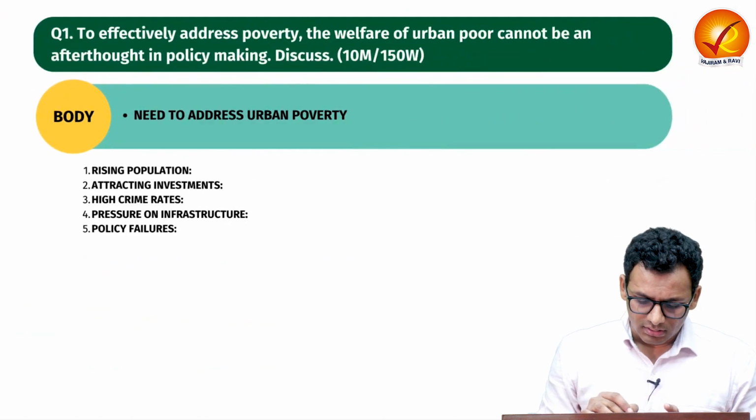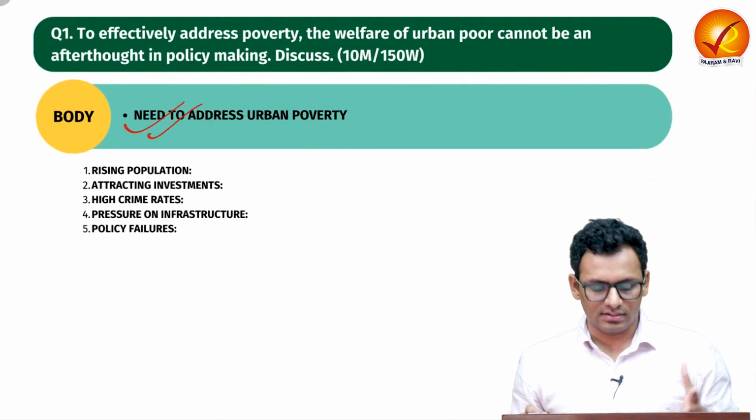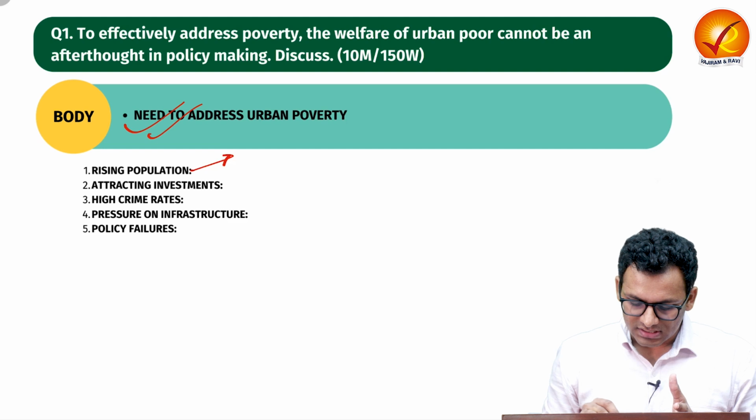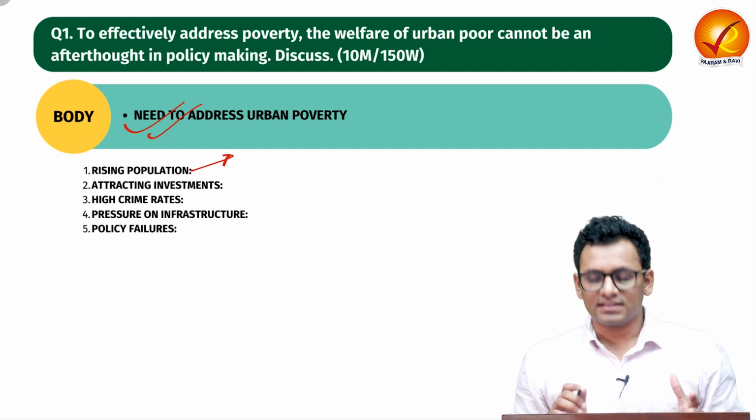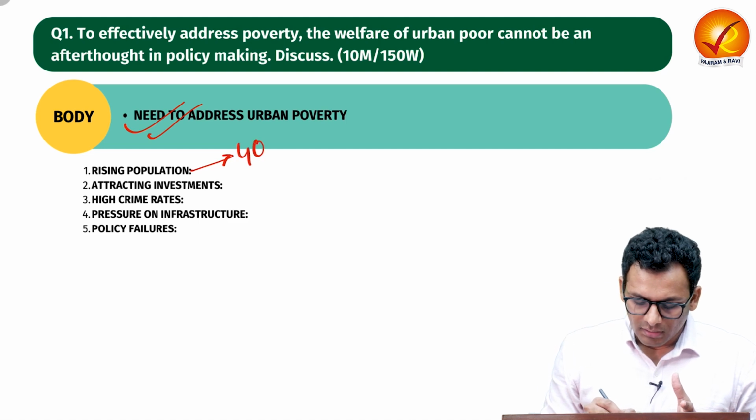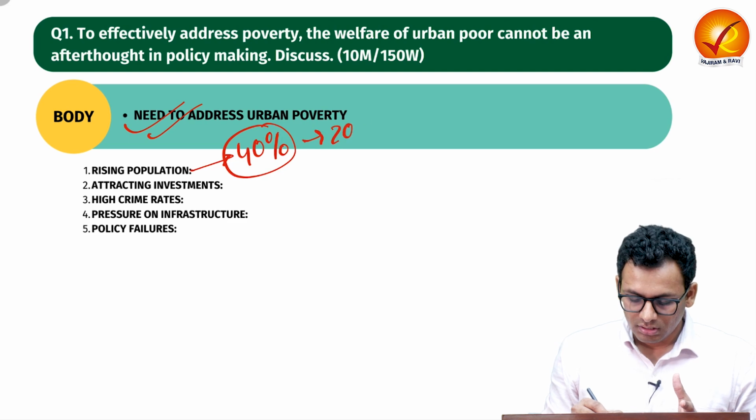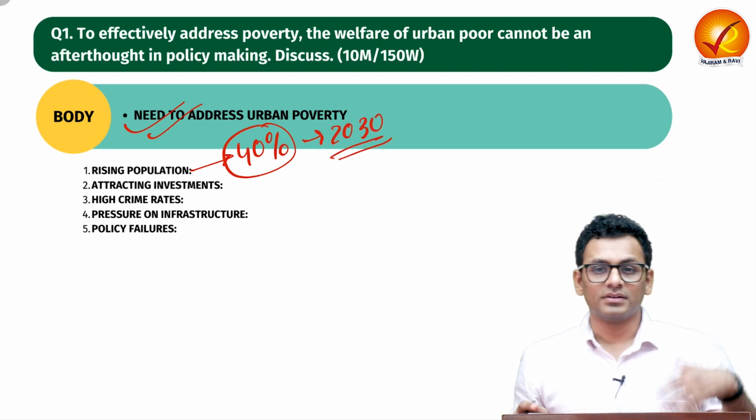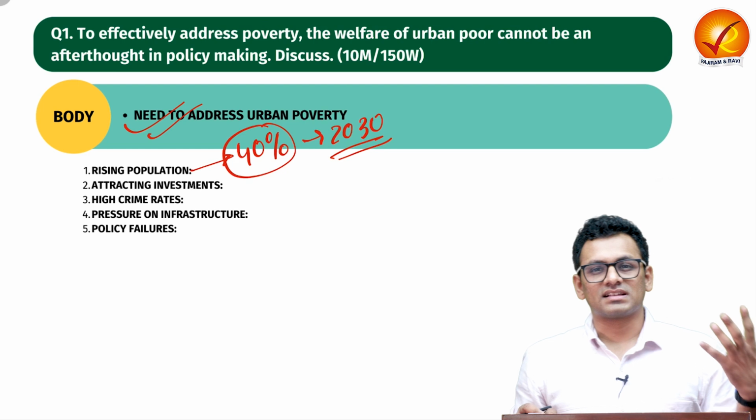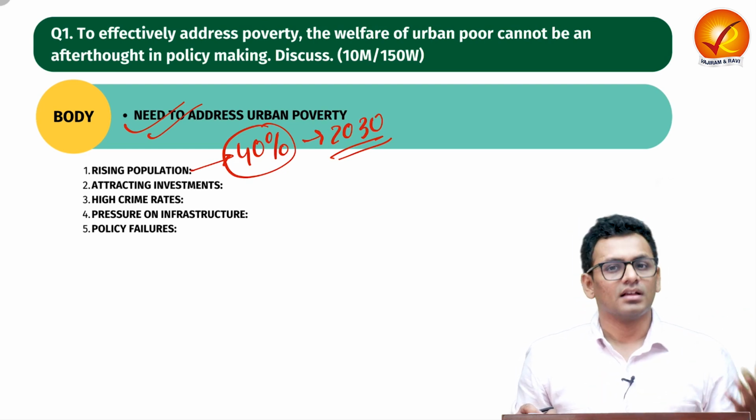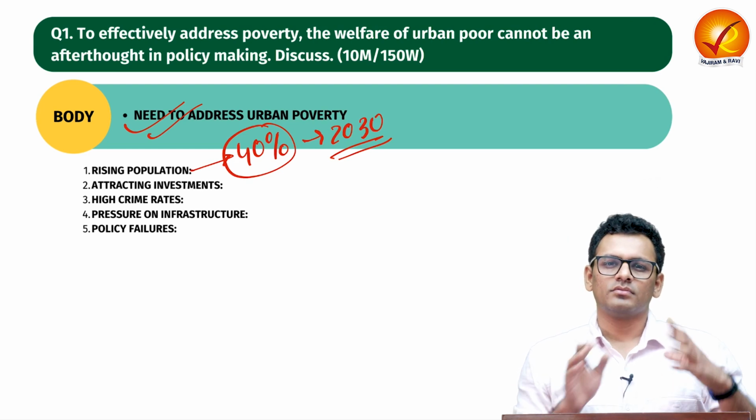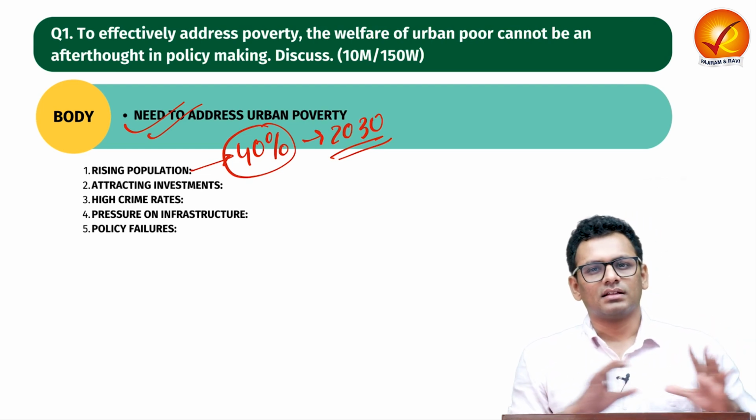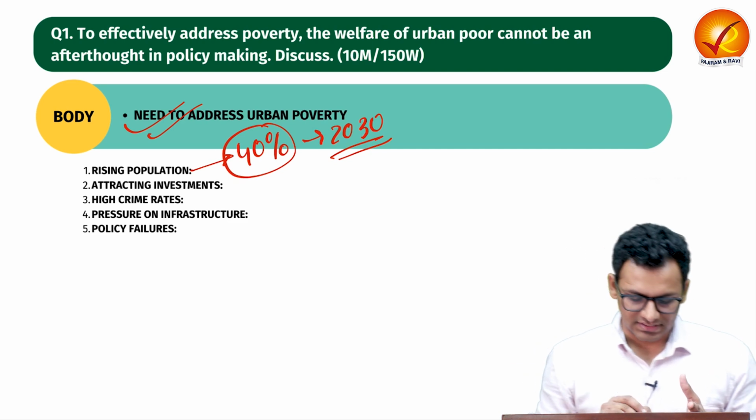In the body, you can talk about why there is a need to address urban poverty. Firstly, we will talk about rising population. As we have seen in various reports, by 2030, 40% of India's population will be residing in urban areas. Because of such migration related issues and all, urban poverty will become a bigger issue. So we must ensure presently that we have certain policy mechanisms in place.